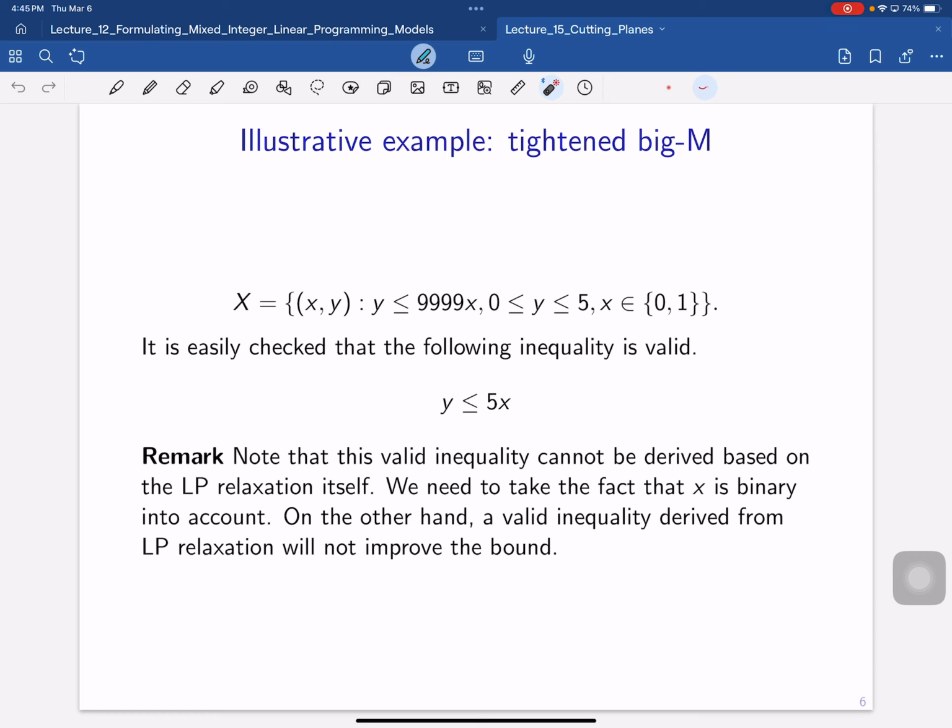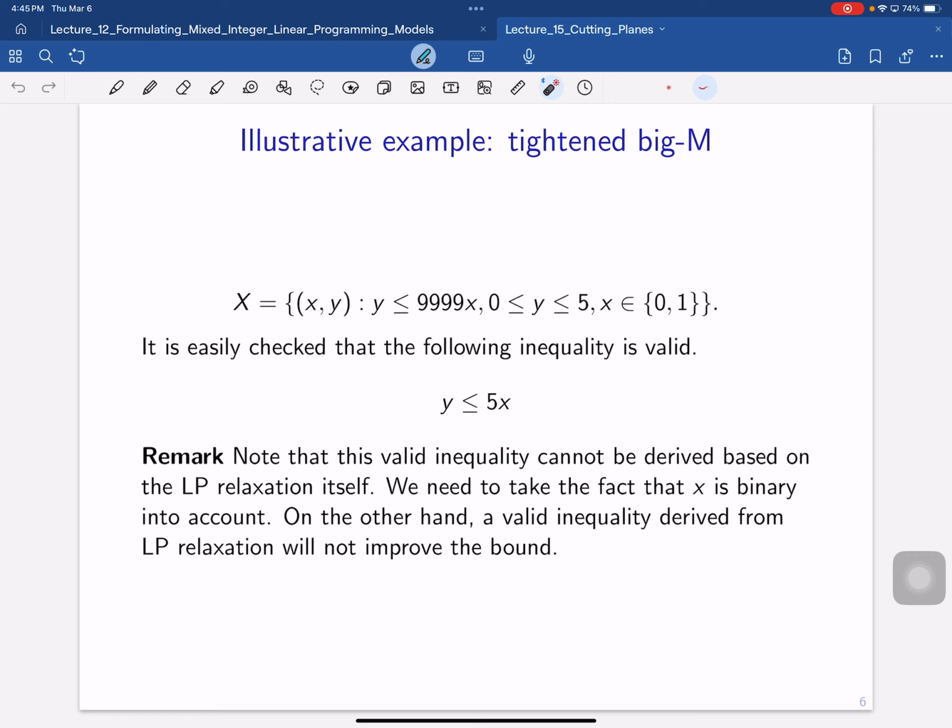Because y is between 0 and 5, x can only take values 0 or 1. Then you can derive this inequality that is tighter than this big M constraint, right? Okay, because when x equals 1, y can at most be 5, therefore you can derive this inequality. Now the question is, let's think about this for a second.